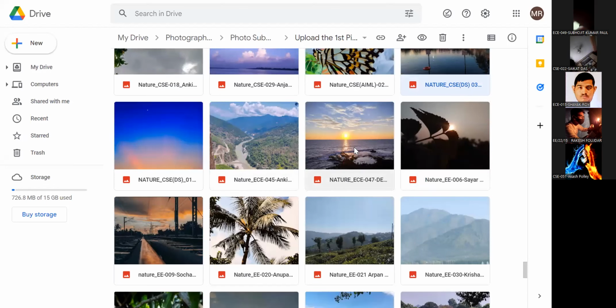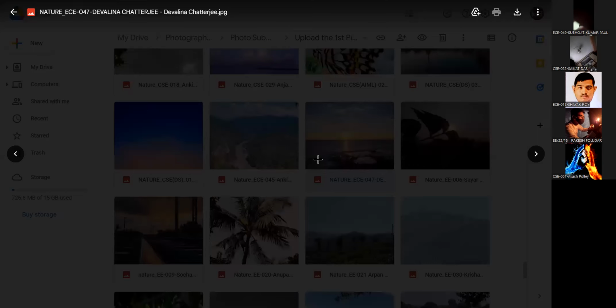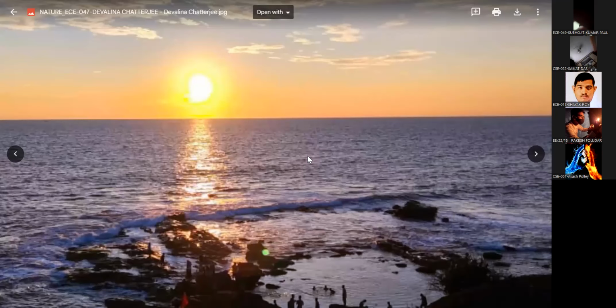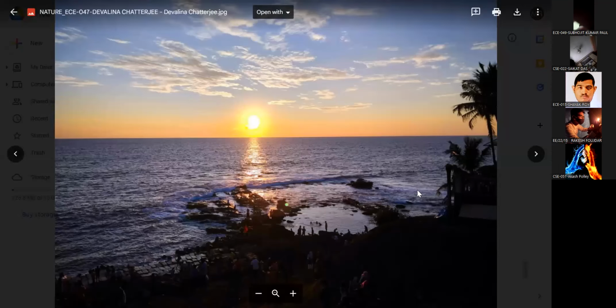Okay, let me see another picture. Yes, the horizon is a little bit not adjusted. Otherwise, except the sky, nothing is in focus, but still looking good. Nice picture.